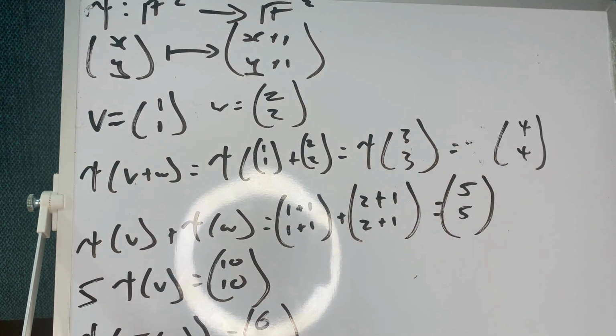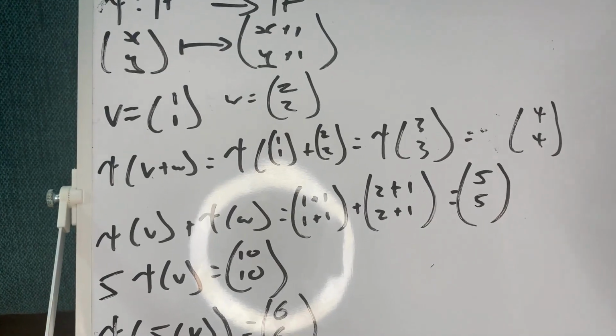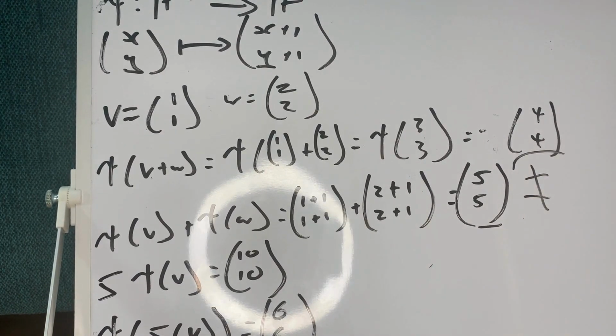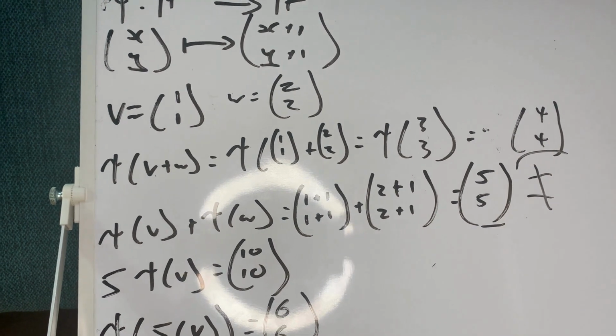So if it's linear, that's going to be the same as phi of v plus phi of w. Phi of v is 1 plus 1 on top and 1 plus 1 on the bottom, and phi of w is 2 plus 1 on top, 2 plus 1 on the bottom. Adding those up, you get (2, 2) plus (3, 3), which gives us (5, 5). So we can see that these two are not the same. By our definition of linear maps, this function is not linear.